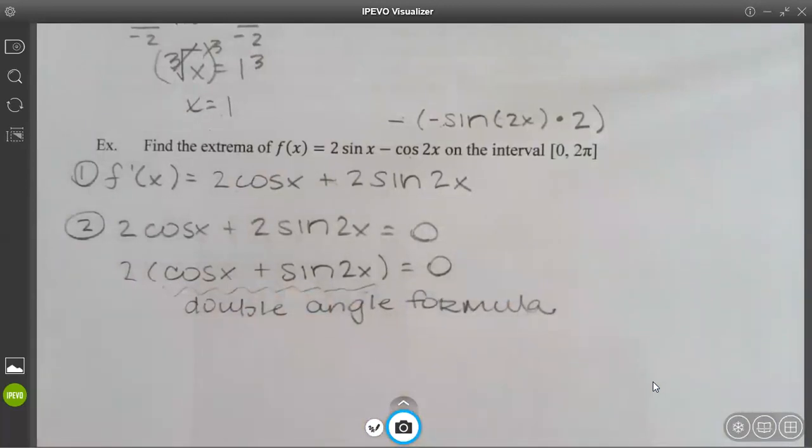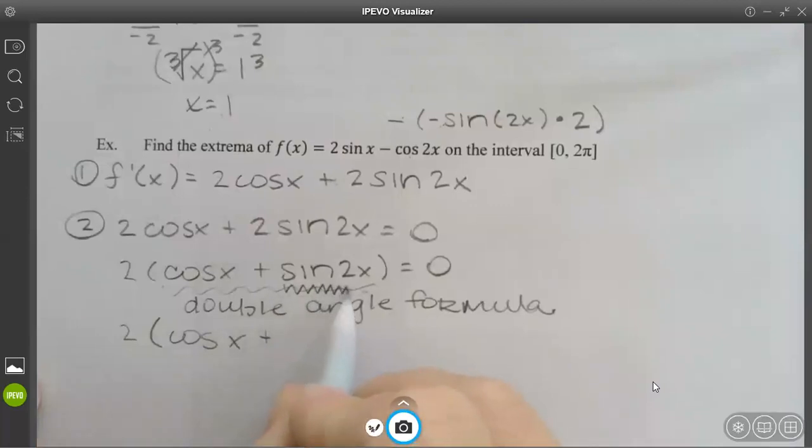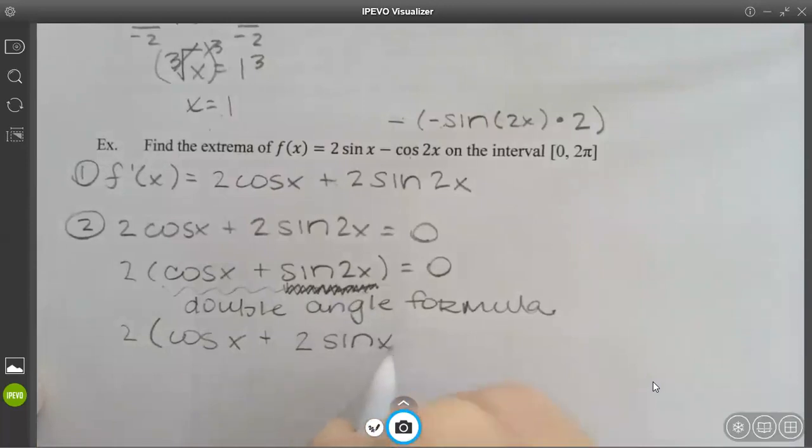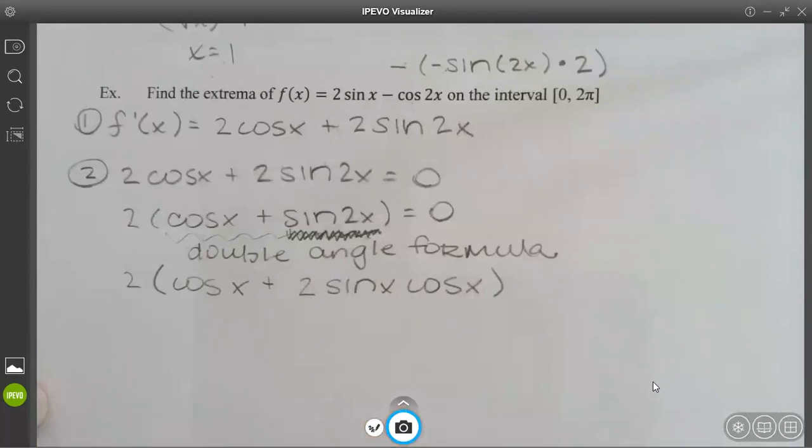Look for the double angle formulas. What is it? What does it change into? So here's what it turns into. Cosine x plus this 2 sine 2x, sorry, I'm tripping over all my words. Sine 2x turns into 2 sine x cosine x. And I just want you to know where I got that from. So that's a double angle formula.